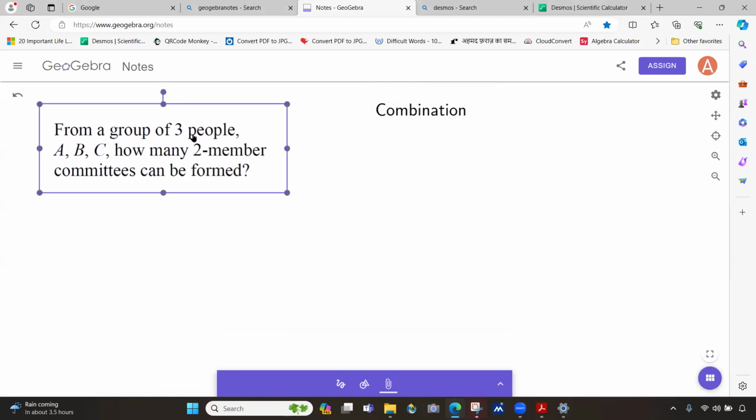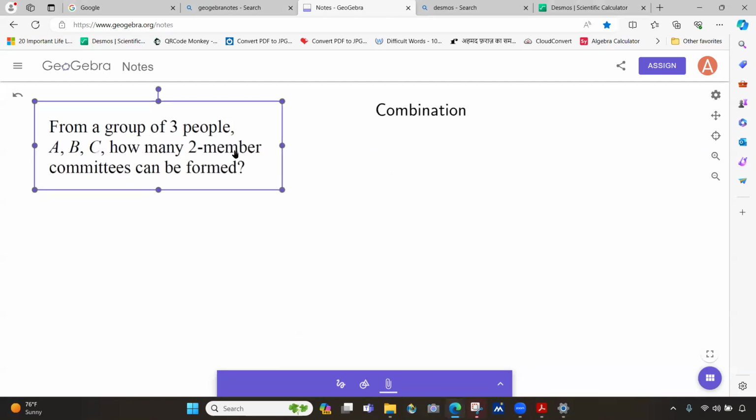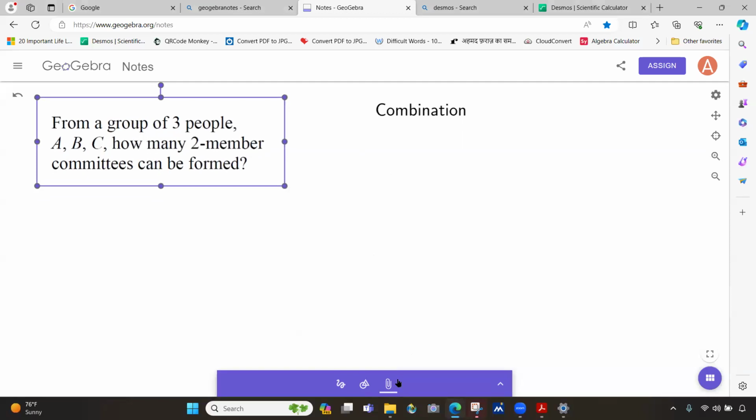So I have a group of 3 people, and they're A, B, C, Andy, Bob, and Carl. How many 2-member committees can be formed? So I'm going to do it from scratch. So let's say I have 3 students, they're A, B, and C. I'm going to send only 2 to a conference in Atlanta. How many ways can I do it? In this case, the order doesn't matter. As long as A and B are going, it's the same as B and A are going. Order doesn't matter. So how many ways can I choose 2 people from here to go to the conference?